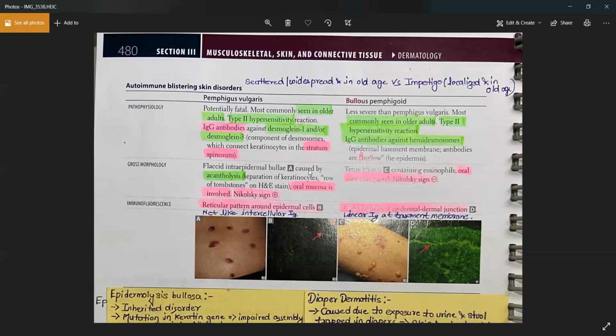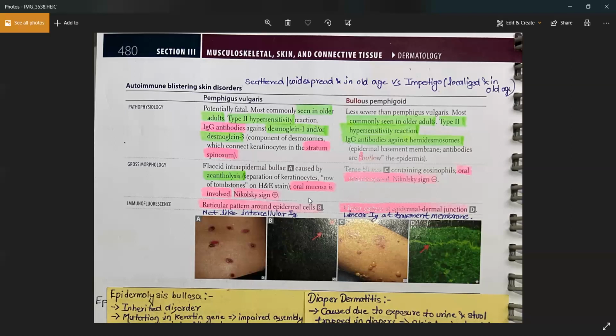Okay, pemphigus vulgaris can also involve your mucosa, and it can cause some mucosal ulcers, while bullous pemphigoid does not cause any mucosal ulcers. These mucosal ulcers are nothing but a vesicular rash in the mouth, in the oral cavity. You will get a vesicular kind of rash, just like herpes you can think about, right? But a positive Nikolsky sign would be there. Okay.